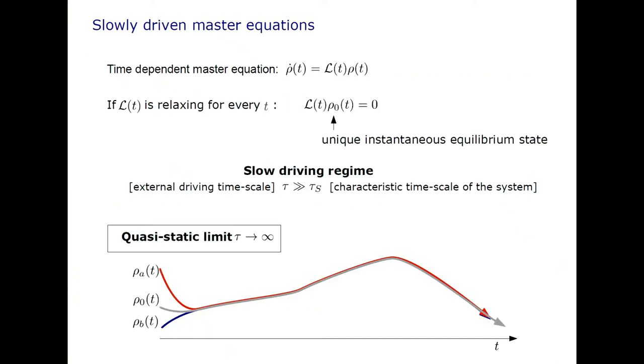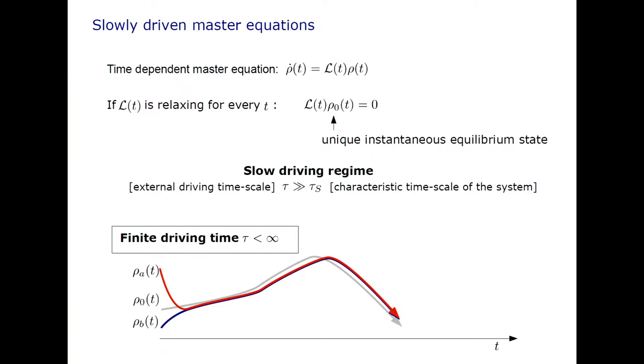Now, assume that we can slowly change a parameter of this master equation, very slowly, much slower than the characteristic relaxation time of the system. Then what you expect is that the fixed point will change in time, so the gray line will change, and all the solutions will follow adiabatically this fixed point. This is, in some sense, the equivalent of a quasi-static transformation in thermodynamics, but this is a more general setting.